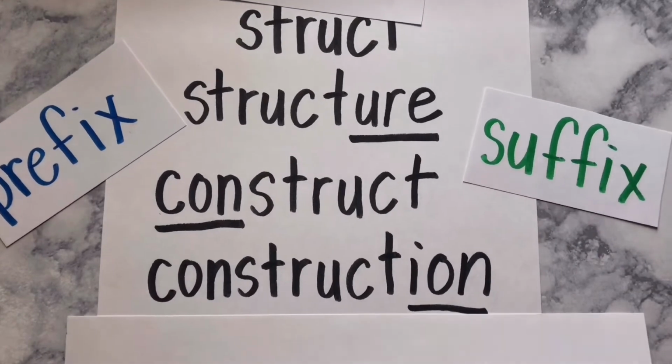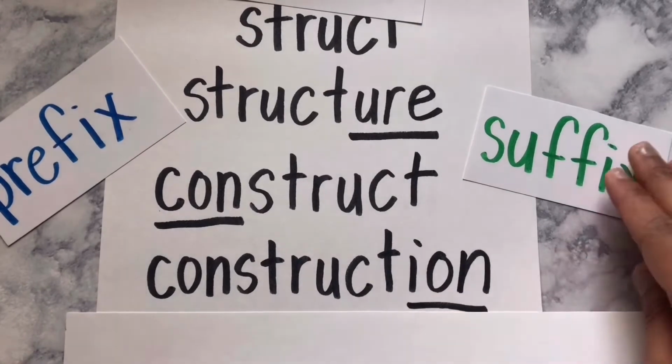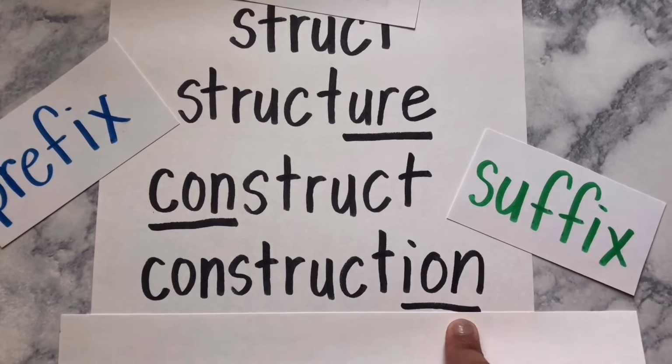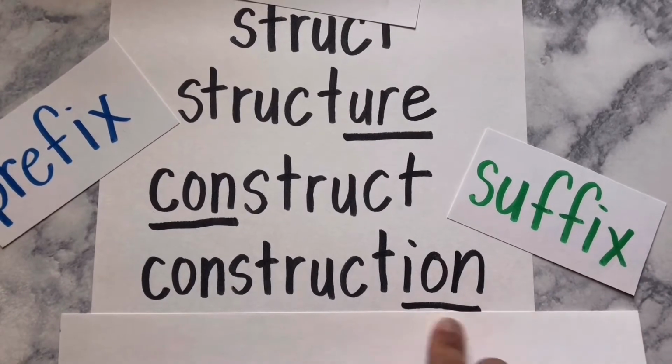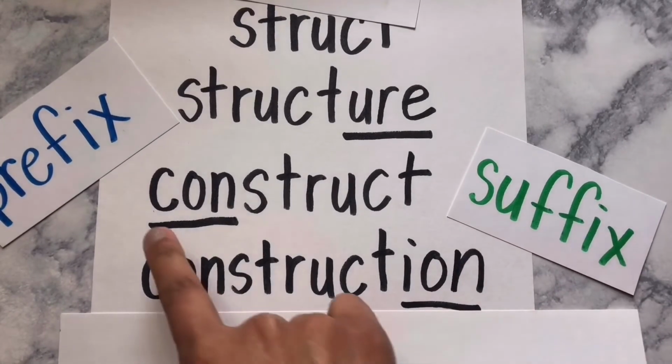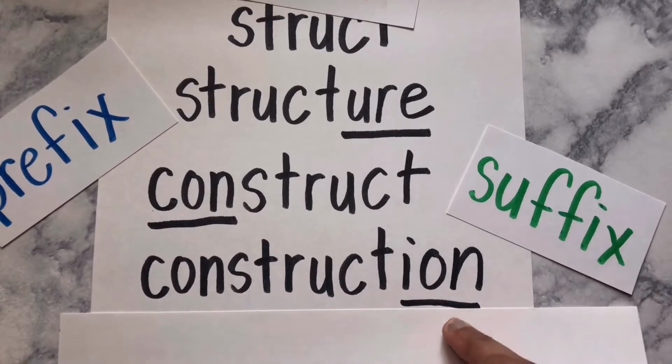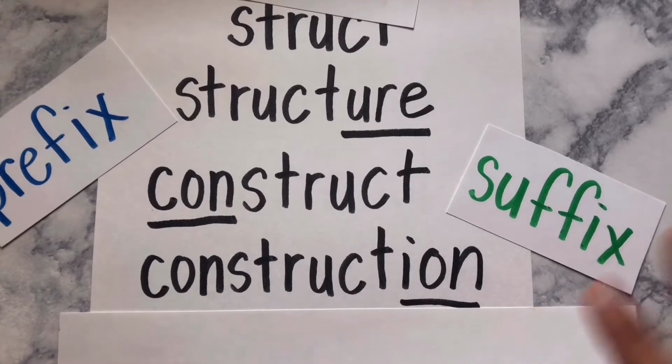Then we have construction, again, a suffix at the end, and this time this suffix helps us identify this word as a noun. So here construct is a verb, something that you can do. When you add a suffix at the end as tion or shun, now this is a noun, it is a building, it is a construction.